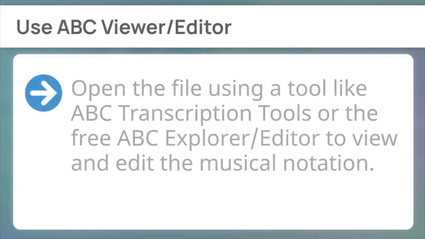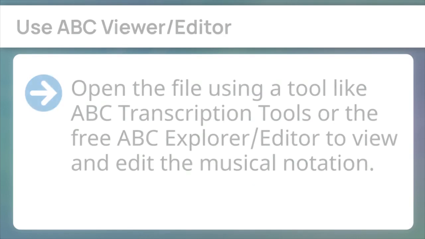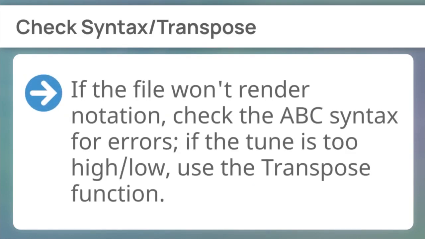First, use an ABC viewer editor. Open the file using a tool like ABC Transcription Tools or the free ABC Explorer Editor to view and edit the musical notation. Next, check syntax and transpose.